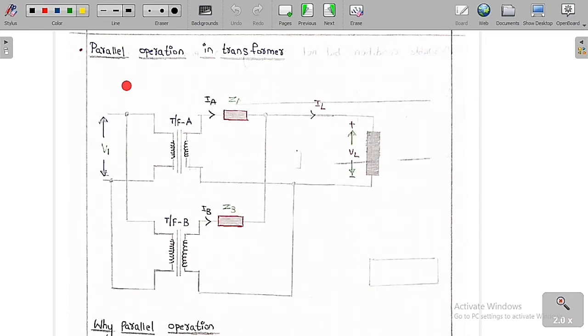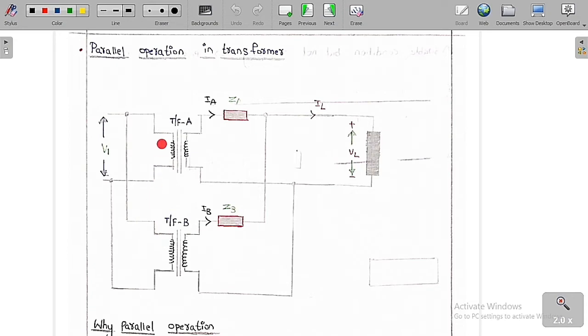Now we are going to discuss parallel operation of transformers. Suppose there are two transformers, transformer A and transformer B. We are going to connect them in parallel. Here you can see clearly, this is a dotted terminal and this is also dotted. So the same two dots we are going to connect.